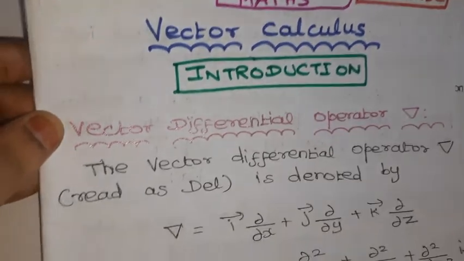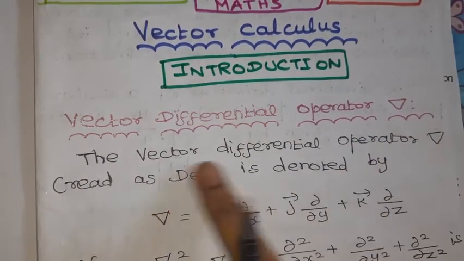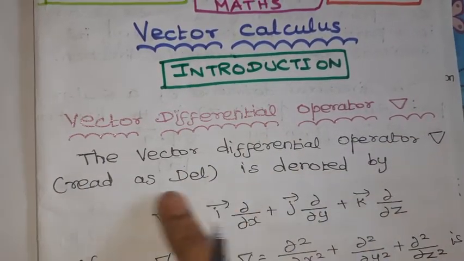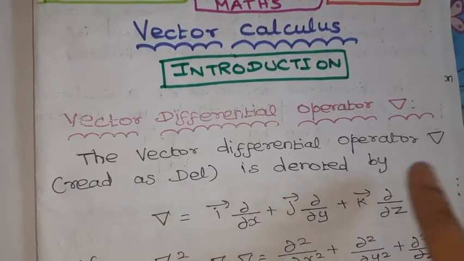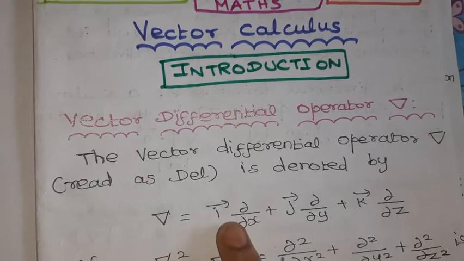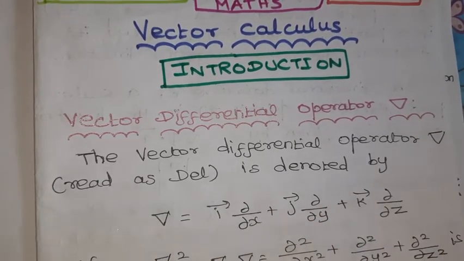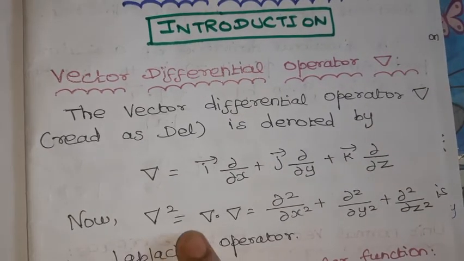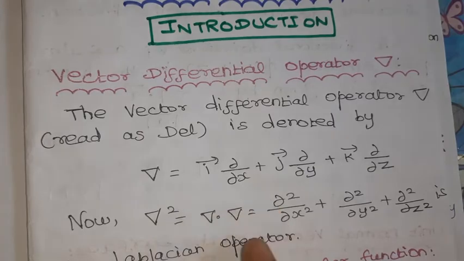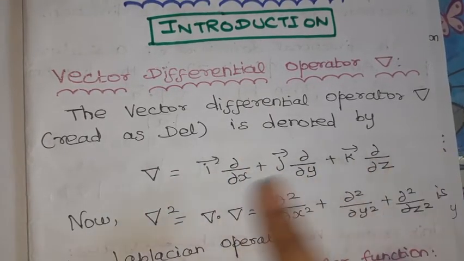So, first, what is the vector differential operator del? The vector differential operator del is denoted by del is equal to i dou by dou x plus j dou by dou y plus k dou by dou z. Now, what is del squared? Del squared means nothing but del dot del. So, just do the dot product of del dot del, where i dot i is 1.